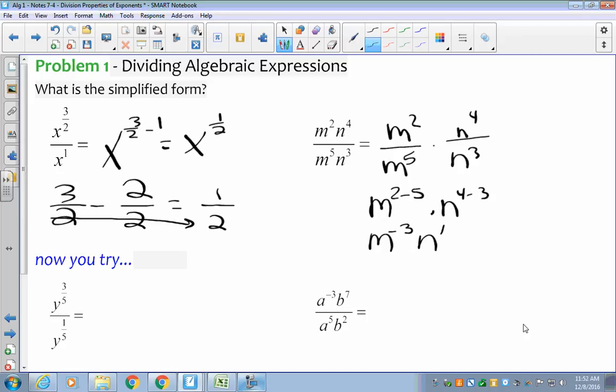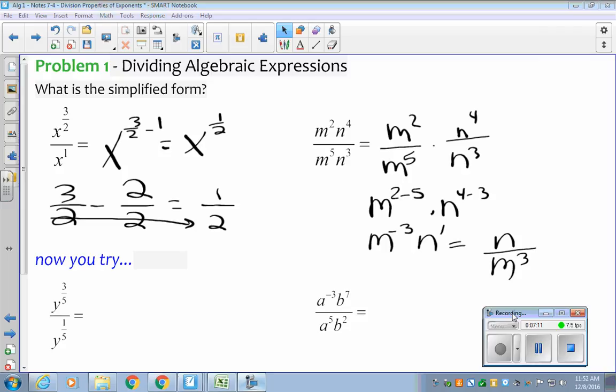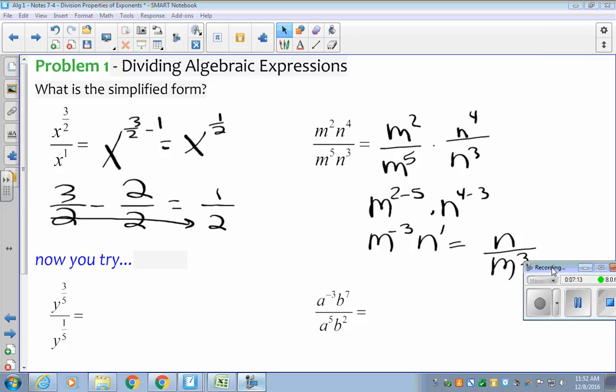We don't leave our answers in negative exponents. We go ahead and throw that down to the bottom and make it positive. So the answer to this second problem is n over m to the 3rd. So take a moment and try these problems on your own. For the first one, you should have gotten y to the 2/5.